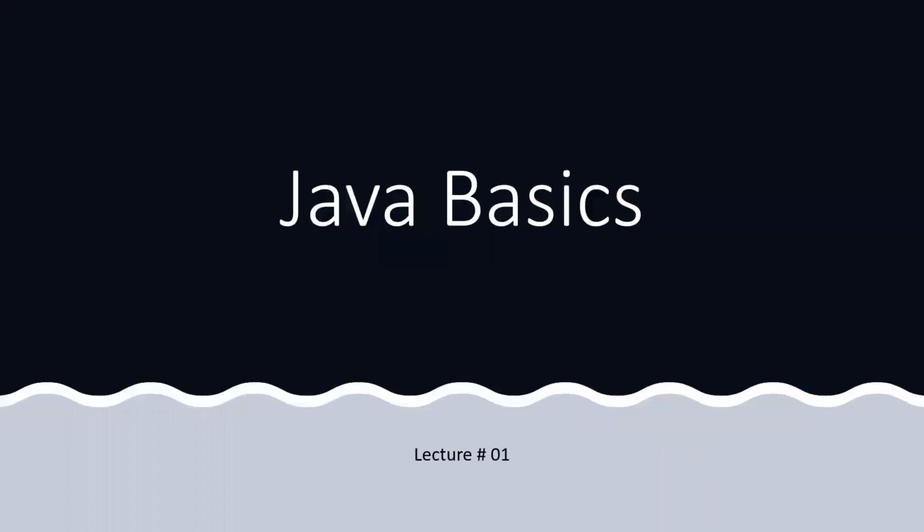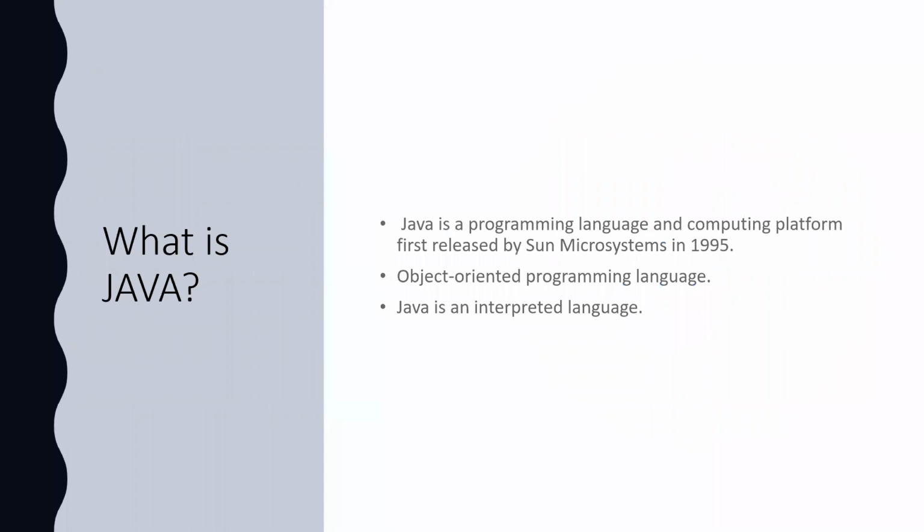This is the first lecture in which I'm going to discuss the basics of Java. Alright, so what is Java? Java is a programming language and computing platform first released by Sun Microsystems in 1995. Java is a high-level, class-based, object-oriented programming language.